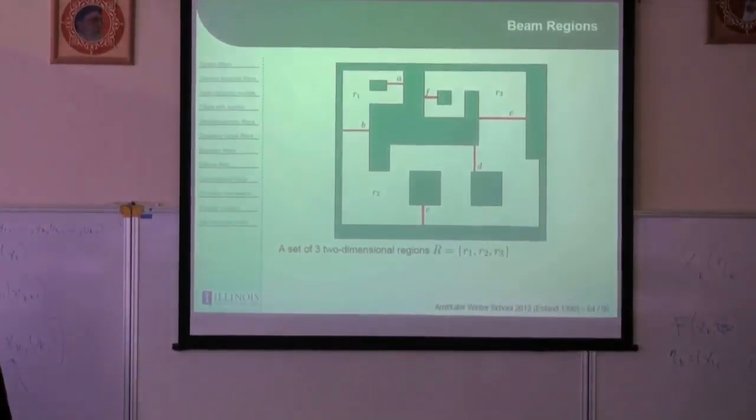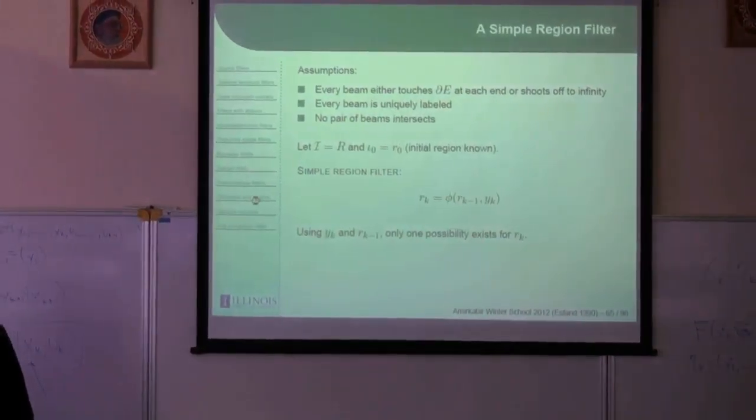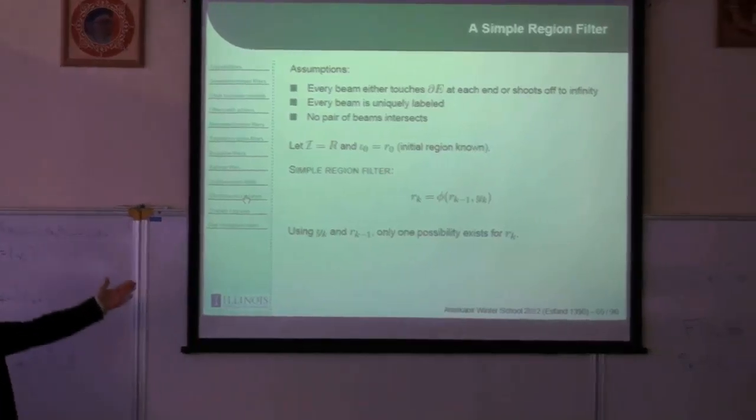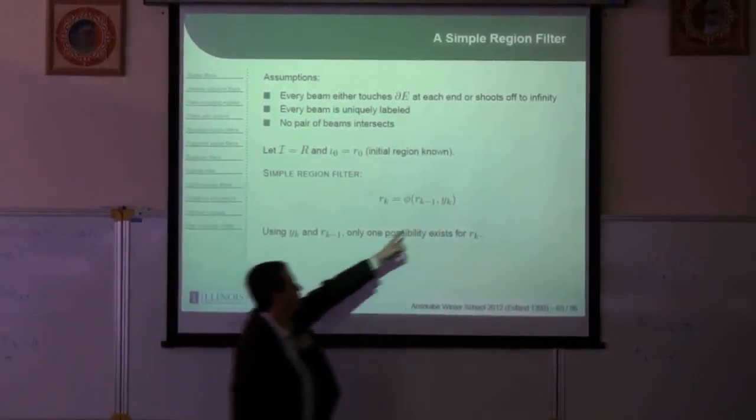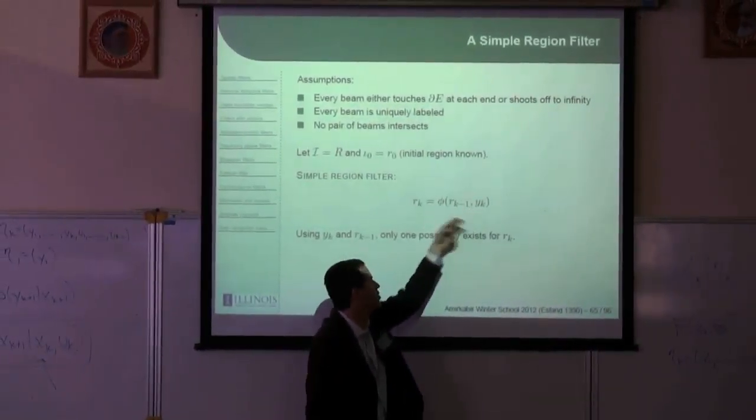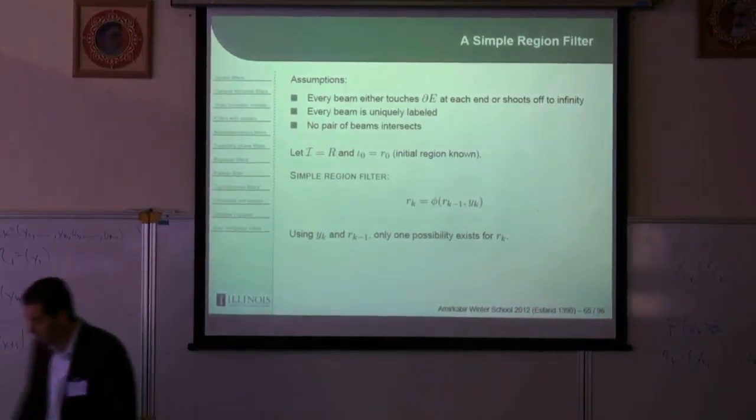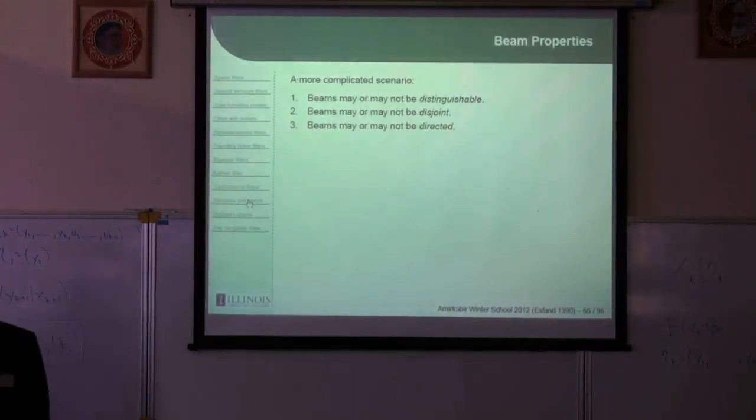Is that okay? All right, so that's how the filter looks. It just gives me the next region. And here's this phi again, so same idea. Just based on the previous region and the observation, I get the next region. Let's make it a little bit fancier.